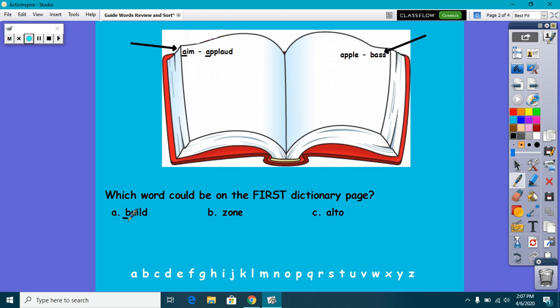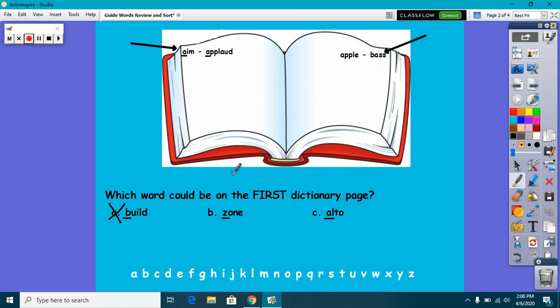Build, which starts with B. Zone, which starts with Z. And alto, which starts with A. Okay, so which one of these words could go here in between aim and applaud? Because remember, aim is the first word on the page, applaud is the last word. So if they're in ABC order, then any other word on the page has to go between them in ABC order. So a word that starts with B would have to come after these words because A comes before B in the alphabet. So we know this one's not right.